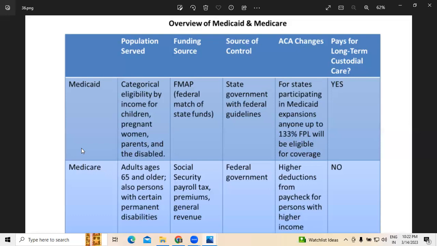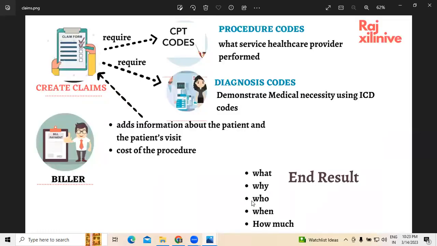At the same time, states are participating in Medicaid expansions, where eligibility and coverage will be applicable. What is applicable is 133%. That is up to, which is the maximum I am talking about, not the minimum. Up to 133% FPL, the federal poverty level, will be eligible for coverage for state participants. At the same time, long-term custodial care is applicable under Medicaid. So these are the two major differences a business analyst should understand.